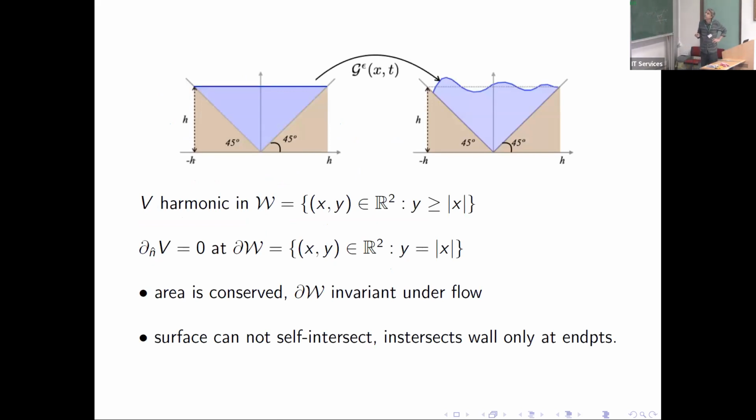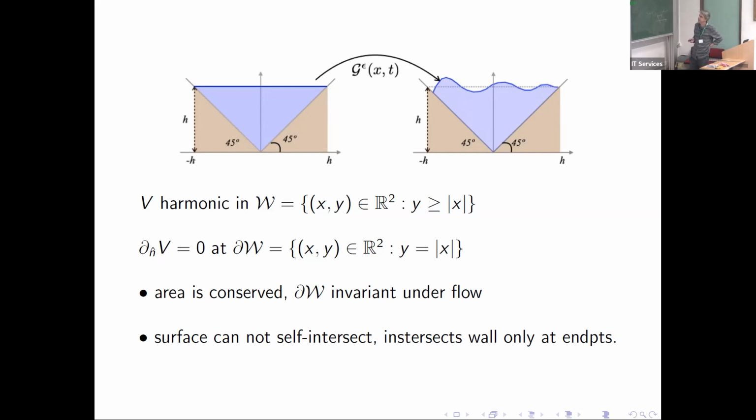Now, as I said, V is harmonic. It satisfies Neumann boundary conditions here. So automatically, by this definition, we get area conservation, and that the boundary is invariant under the flow of this auxiliary vector field at its time. And there are some other properties. I think these are the most important ones.